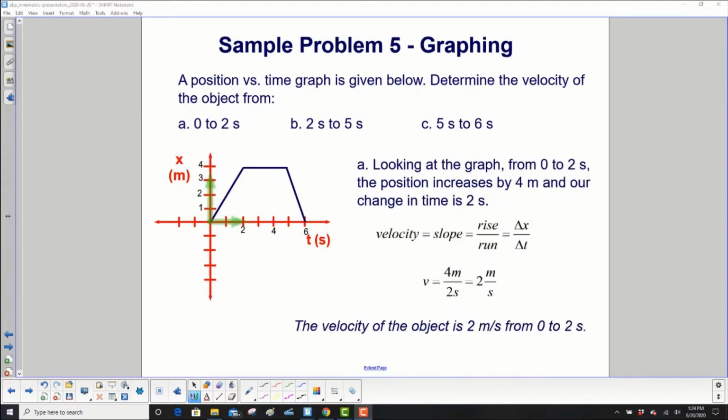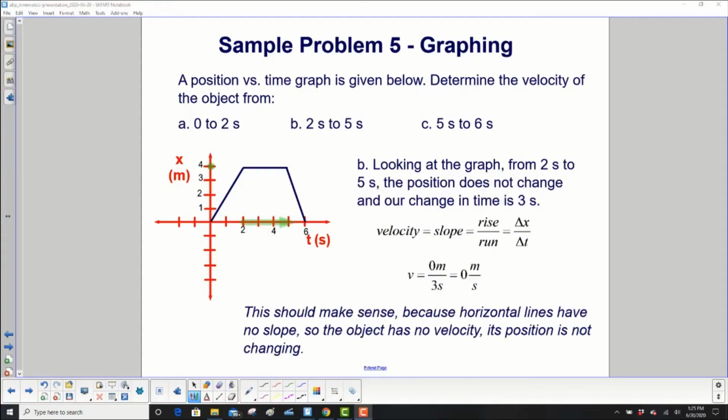So let's do part A. From 0 to 2 seconds, the position increases by 4. The position goes up here all the way to 4, and the change in time is 2. So our velocity is the slope of that line, which is rise over run, which in this case is delta x over delta t. I know you're probably used to seeing it as delta y over delta x, and that's math, that's good, but now we're using math to do physics problems. So our velocity will be 4 meters over 2 seconds, which is 2 meters per second. So the velocity of the object is 2 meters per second from 0 to 2 seconds.